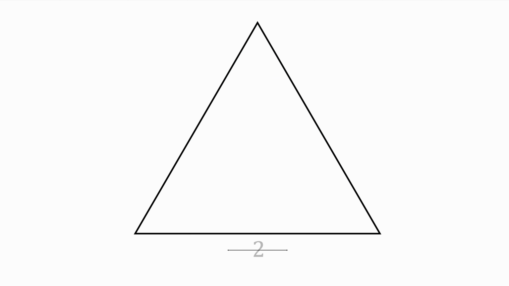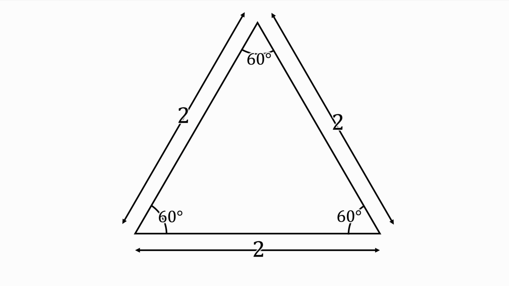We're going to start by thinking about an equilateral triangle with sides of length 2 centimeters. So it looks like this, with each side the same, 2 centimeters, 2 centimeters and 2 centimeters, and each angle is going to be 60 degrees, 60, 60 and 60, because that will make 180 degrees.